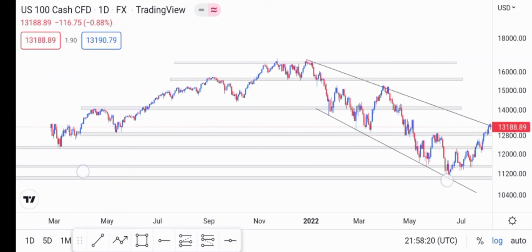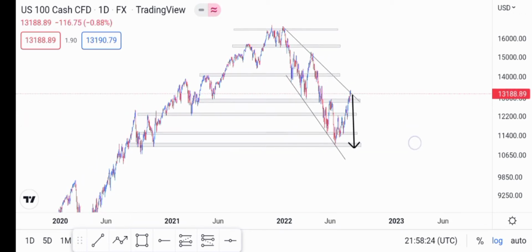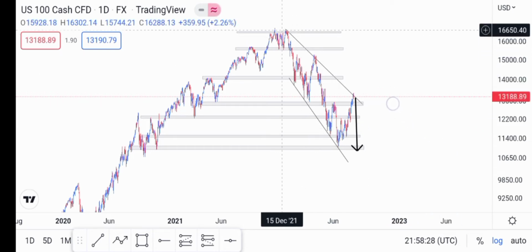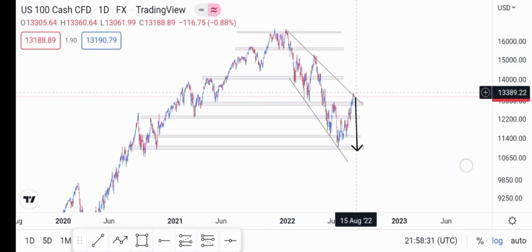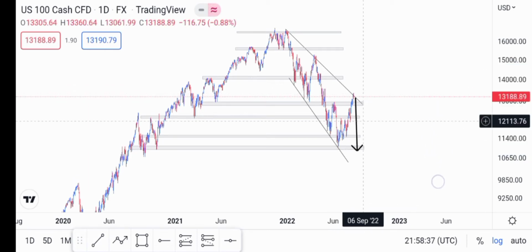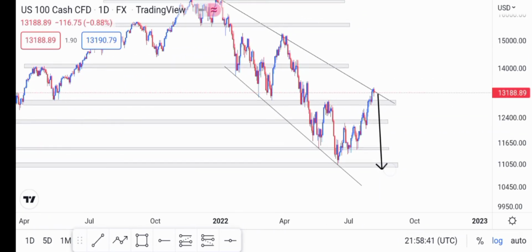So let us zoom out a little bit. As you can see, NAS100 has been falling from this point right over here. So there's another touch on the trend line, and you could expect a push to the downward side. You can see a breakout to the upper side, but the one I think is going to happen is a push to the downward side.